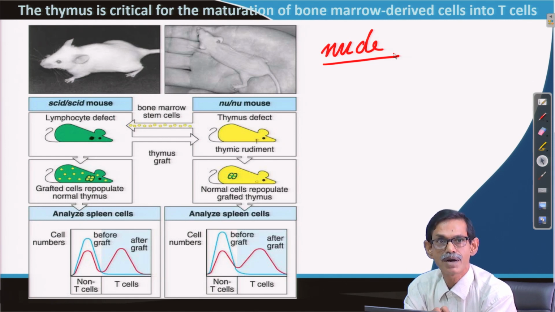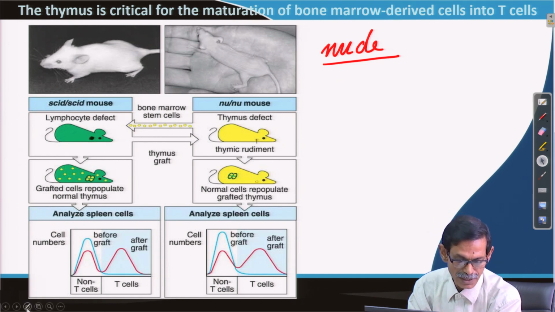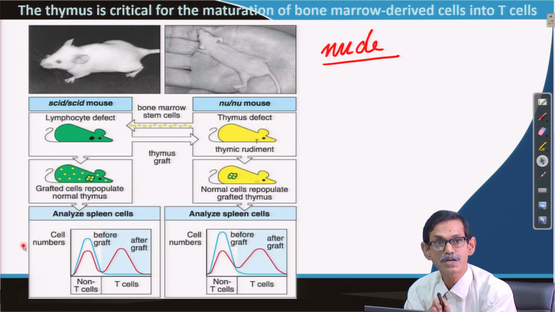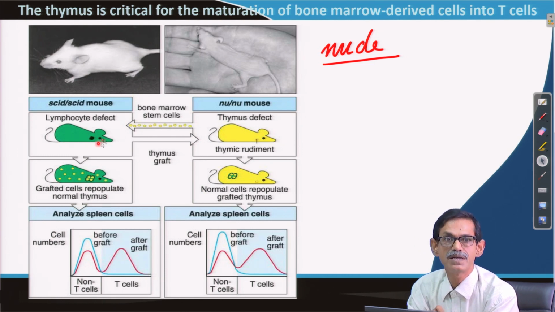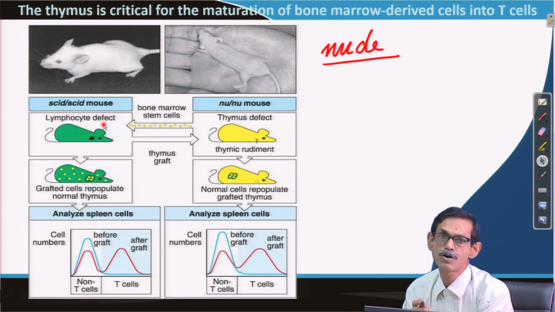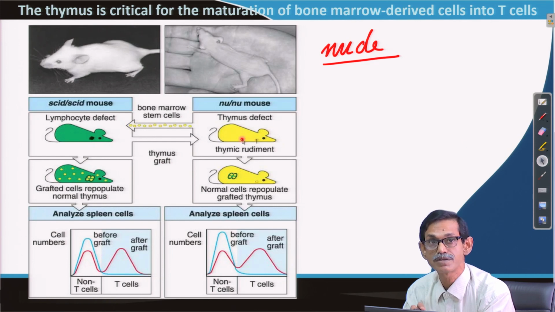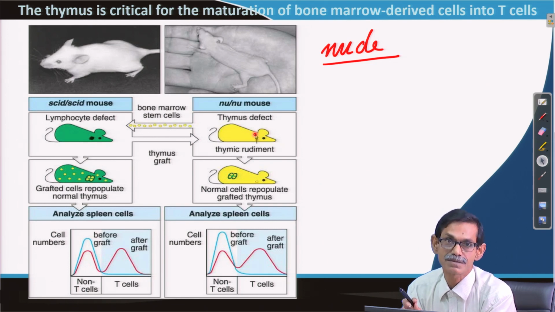There is another kind of mouse also available, called the SCID mouse. SCID is severe combined immunodeficient mouse. What happens? They can't make lymphocytes, neither B lymphocytes nor T lymphocytes. In the nude mouse, where the thymus is absent, they can make lymphocytes, their bone marrow is perfectly all right, but as they do not have a thymus they can't do something.